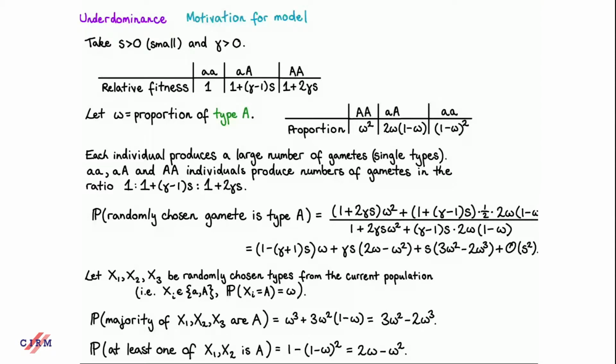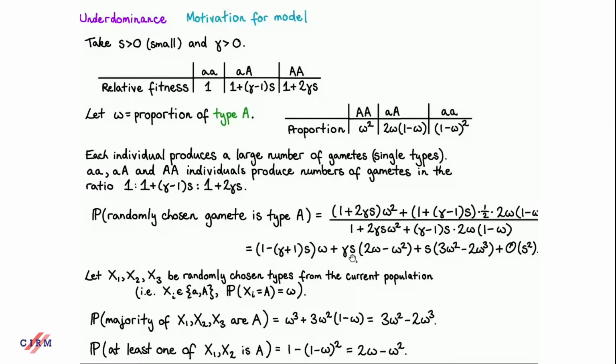So I got to saying that the probability that the majority of these 3 IID randomly chosen types are capital A is 3W squared minus 2W cubed, which is this term here. But also if we look at the probability that at least one of these 2 IID types are capital A, that's 1 minus the probability that both of them are little a. So it's 1 minus W squared, which comes out as 2W minus W squared. So that's exactly this term here.